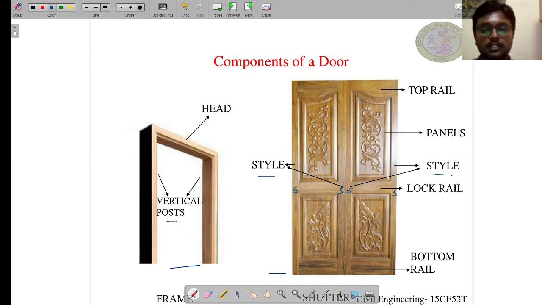Also, this door has horizontal members called rails. This is called the top rail, this is the lock rail and this is the bottom rail. Also, we have panels which are 4 in number. So this is a 4-paneled 2-shutter door.